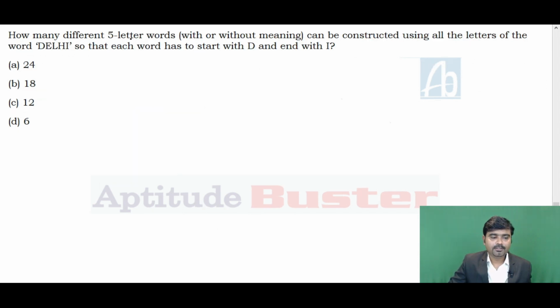How many different 5-letter words, with or without meaning, can be constructed using all the letters of the word Delhi, so that each word has to start with D and end with I? It's the simplest question in the question paper. The reason is you can find manually how many ways can be formed. I'll tell you the easiest way.